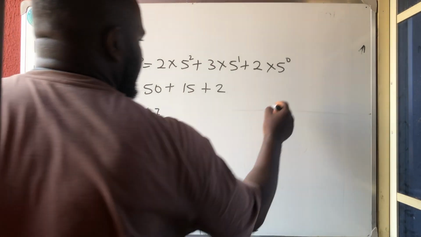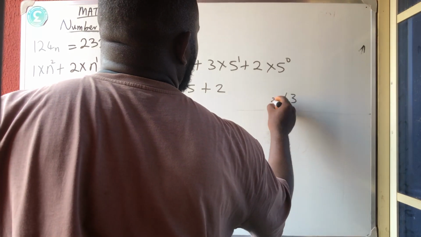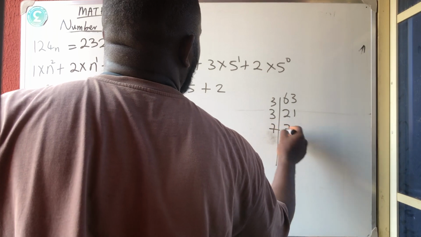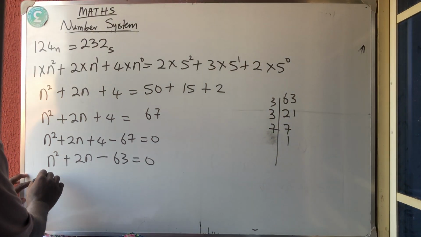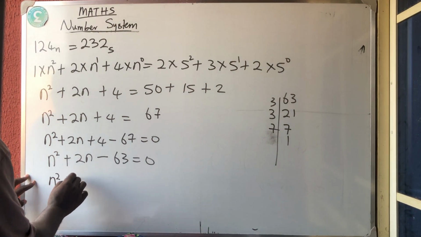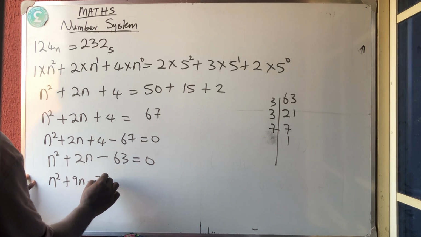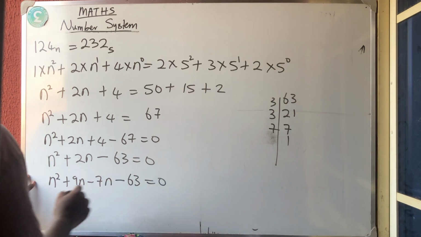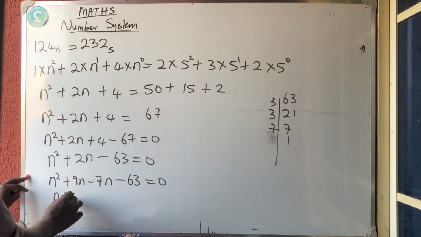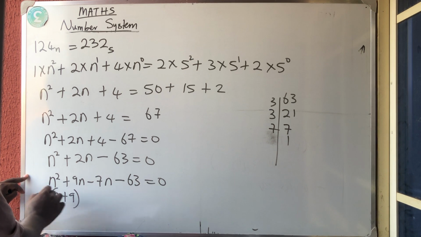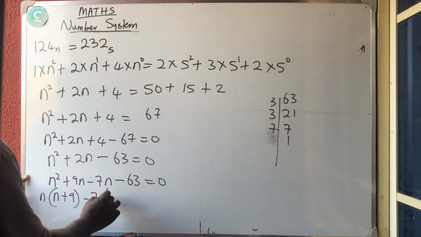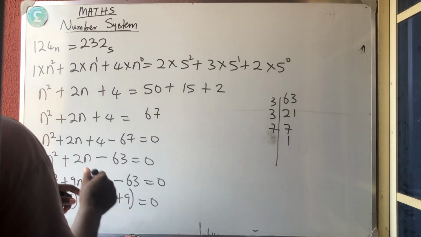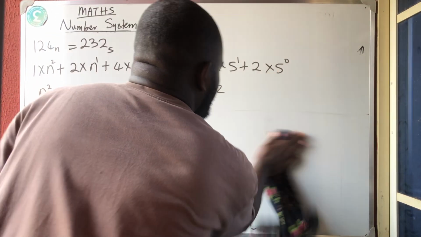So 63: 3 divides 21, 3 divides 7, 7 divides 1. So I'm having 9 and 7. So which is what? n squared plus 9n minus 7n, okay, minus 63 is equal to 0. So I'm having n plus 9, n here, okay, minus 7 here, n plus 9 is equal to 0. So which means, let me finish it up here.